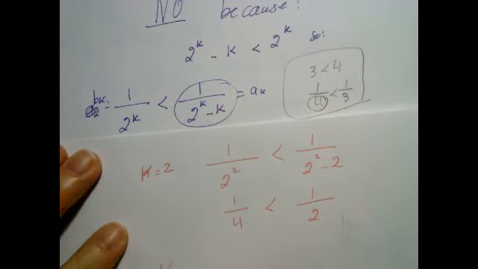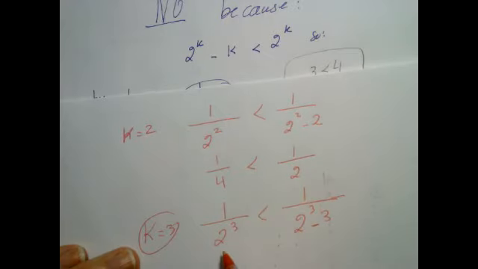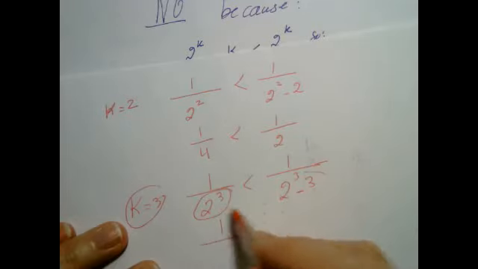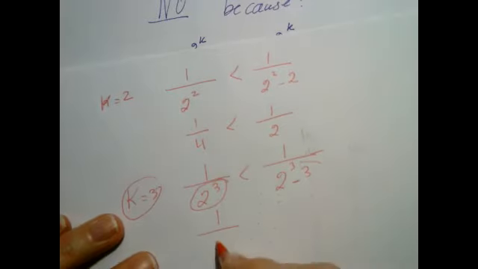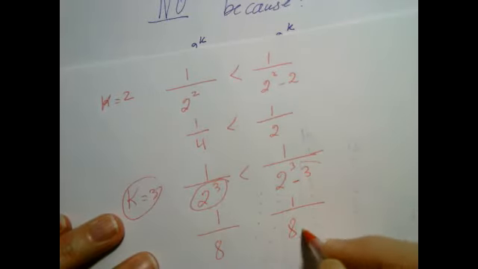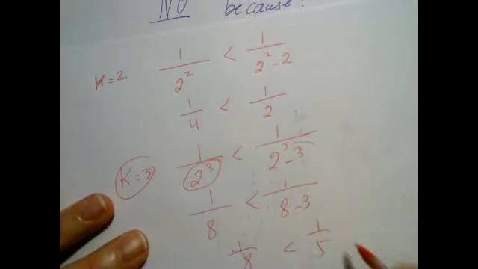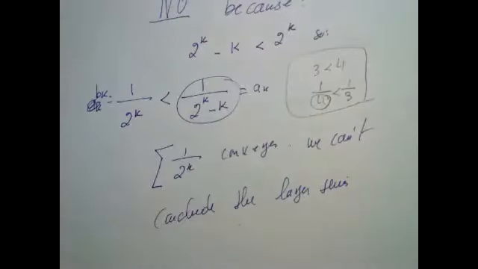Take k equal to 3. Again, 1 over 2 to the power 3 here, but you're taking away a 3 from it. So you're making the denominator smaller, so the fraction is going to be larger. This is larger here, so when you flip it, it's going to become smaller. So that's 8, and that's 8 minus 3. So 1/8 is less than 1/5. And that's really the picture in here.